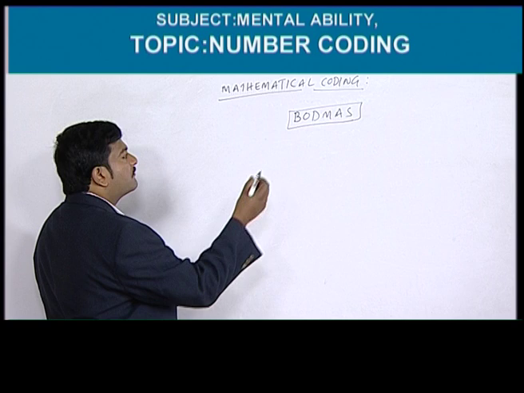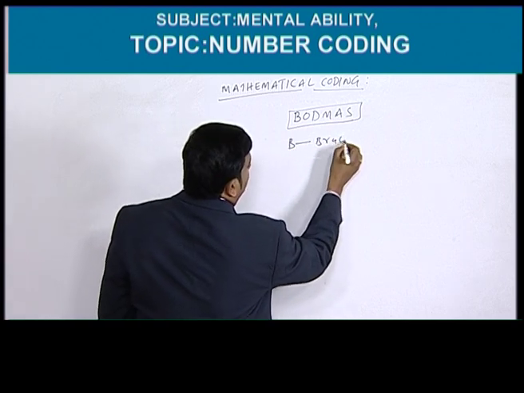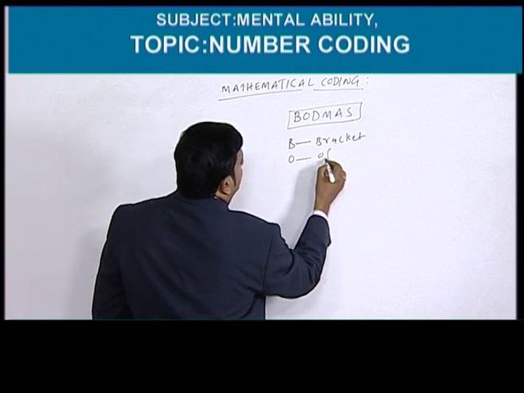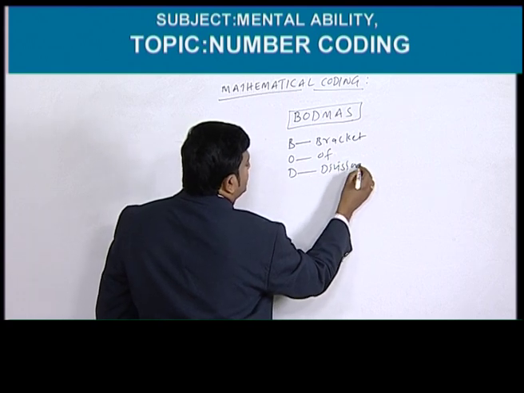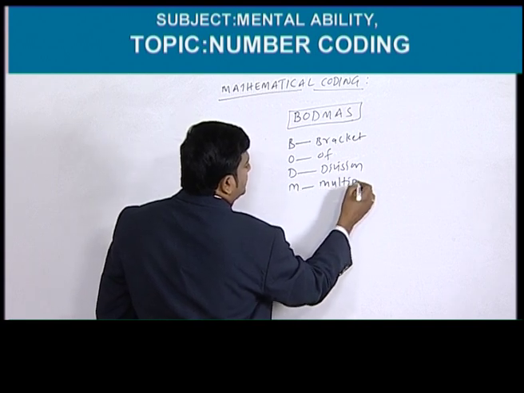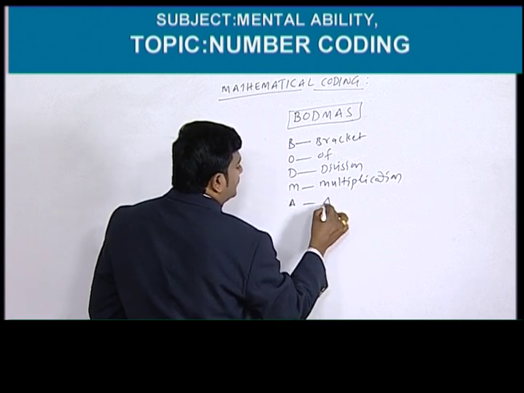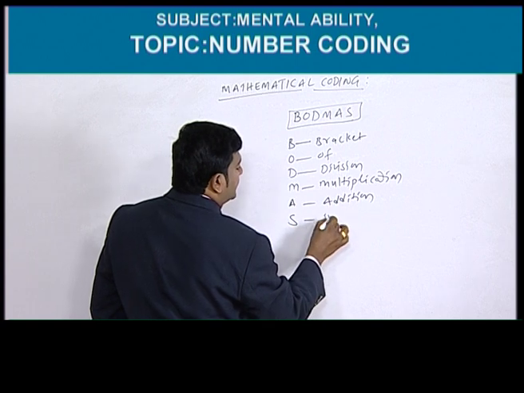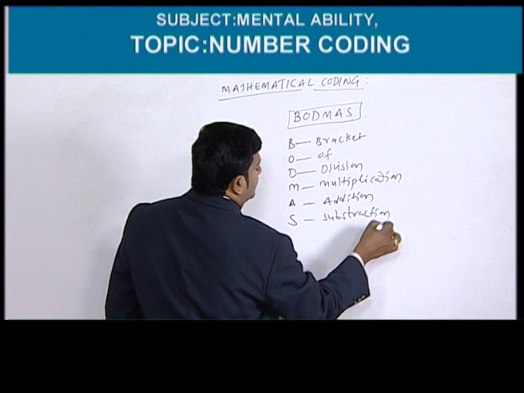Okay, now what is BODMAS? So here B means what? B stands for bracket. O means what? Of. D means what? D means division. Similarly M means what? M means multiplication. Similarly A means what? A means addition. Similarly S means what? S means subtraction. Okay, so this is the concept here.